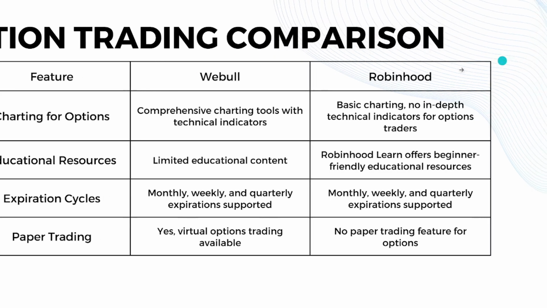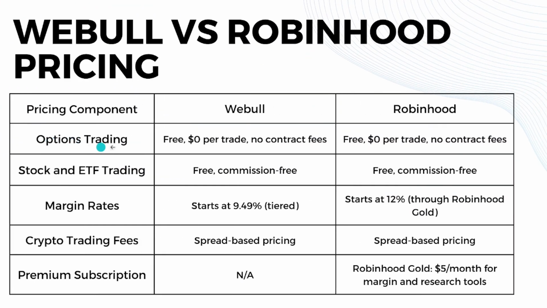So now let's go directly to the pricing. When it comes to options trading, Webull is free. Same thing with Robinhood. They charge $0 per trade and have no contract fees, which is very good. And for stock and ETF trading, it's the same again. Webull and Robinhood are both commission free when it comes to stock and ETF trading.